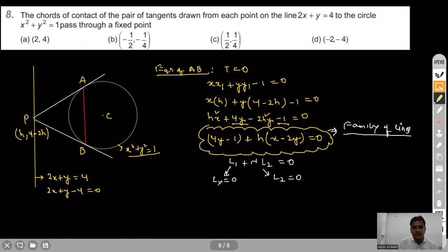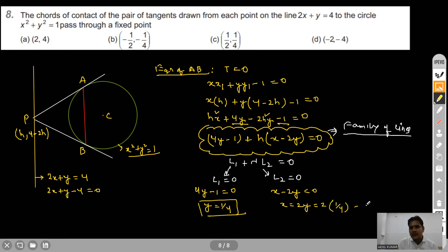So what is L1 here? L1 is 4y minus 1 equal to 0. From here we get y equal to 1 by 4. And what is L2 here? L2 is x minus 2y equal to 0, meaning x equal to 2y. So 2 into 1 by 4, that is 1 by 2. So x is coming out to be 1 by 2. So this family of lines will always pass through the fixed point, that is (1/2, 1/4). So this will be the fixed point.